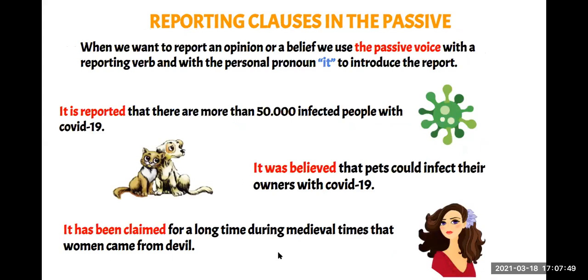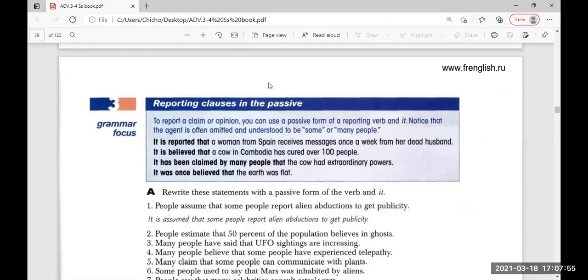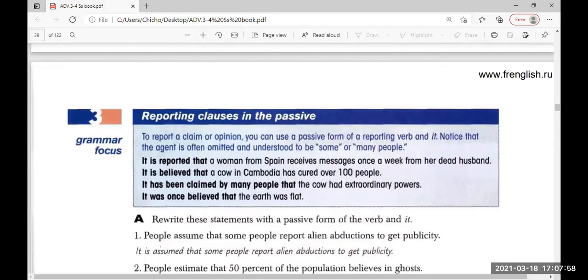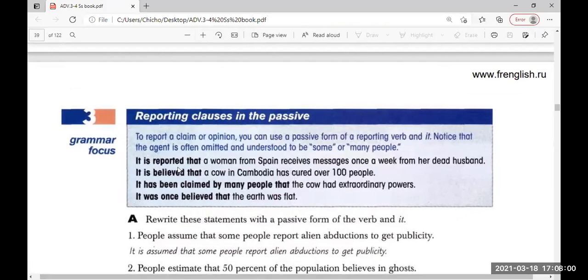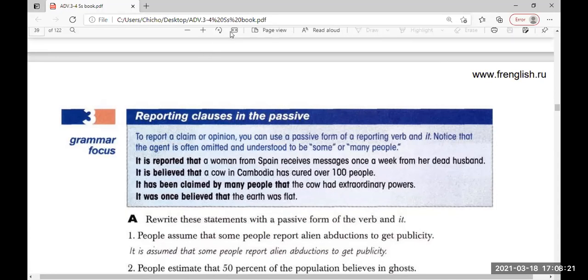Oh no, I don't have more examples. Here we have more examples here in the book, okay? So it says reporting clauses in the passive. To report a claim or opinion or belief, you can use the passive form of a reporting verb, okay? And it. Notice that the agent is often omitted and understood to be some or many people, okay?